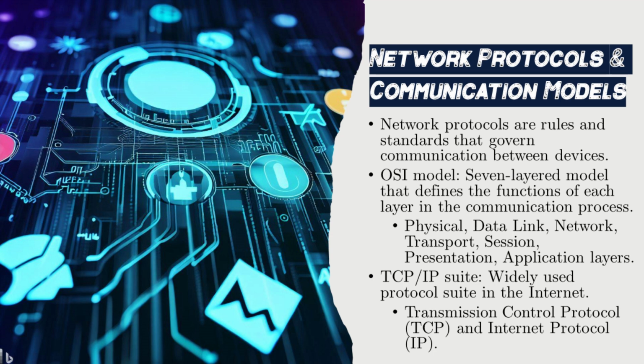At each layer of the OSI model, specific protocols are used to handle the corresponding functions. For example, the Ethernet protocol operates at the data link layer, while the Internet Protocol, IP, operates at the network layer. The TCP/IP, Transmission Control Protocol/Internet Protocol, Suite is the most commonly used protocol suite in the context of the Internet. It provides a reliable and standardized way for devices to communicate over networks.